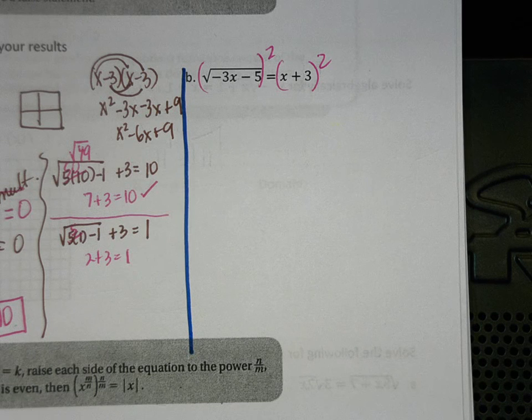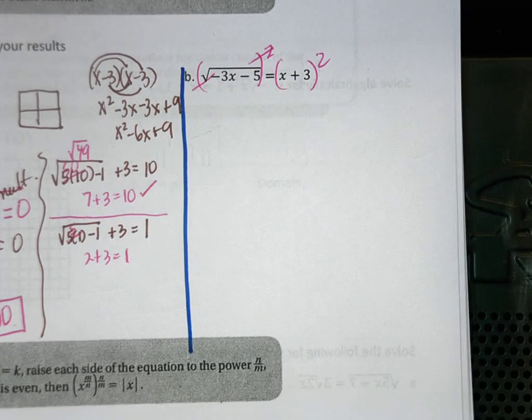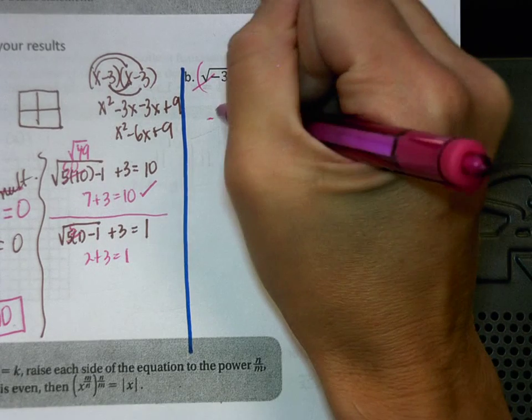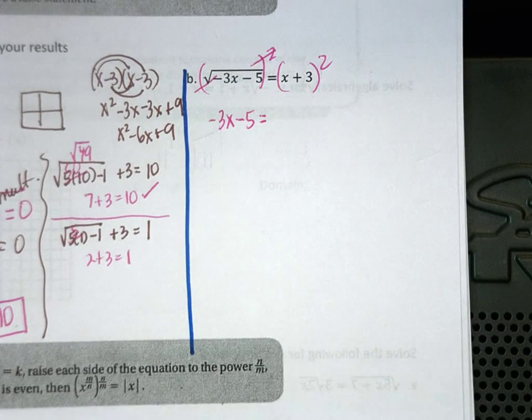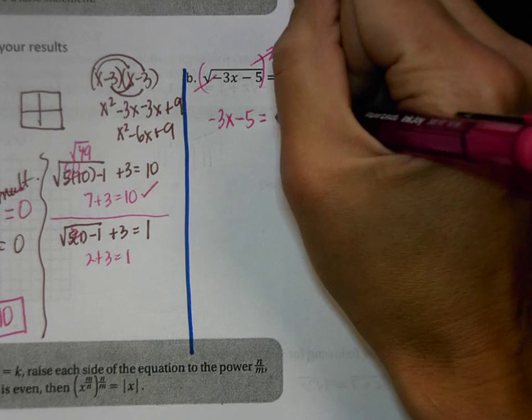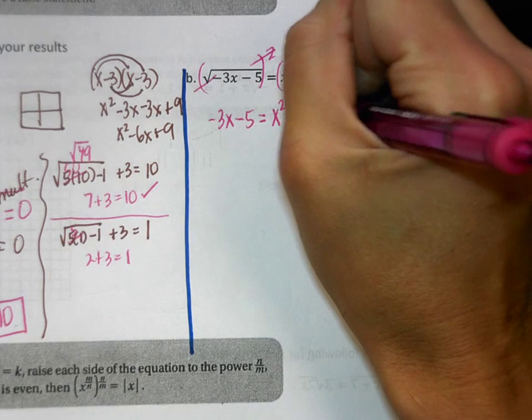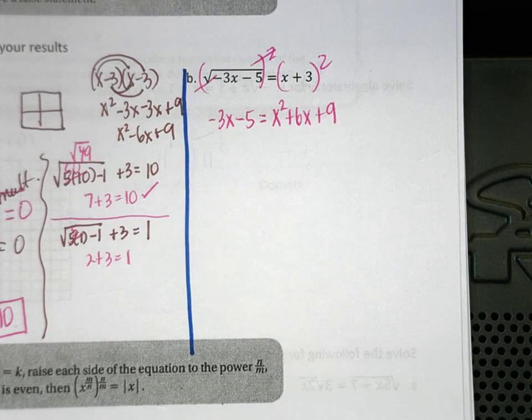Okay, we square both sides. So when I square a square root, what ends up happening? This cancels out your root, and we end up with negative 3x minus 5 equals, and when I square x plus 3, what will that end up making? X squared plus 6x plus 9. That is correct. Is anybody confused with this first step that we've done here?